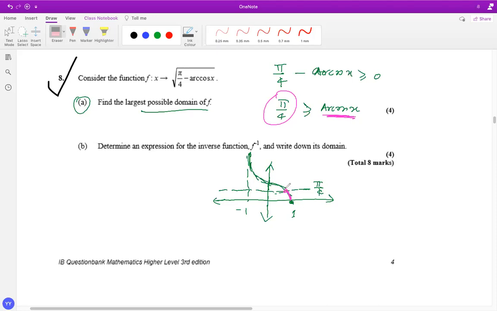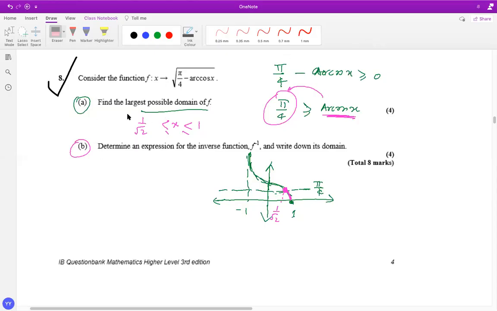So we'll first find this intersection. Equate arc cos x with pi by 4, so you get x equals cos of pi by 4, which is 1 over root 2. You can see that the final answer will be from 1 over root 2 to 1. So that's the domain of this particular function.